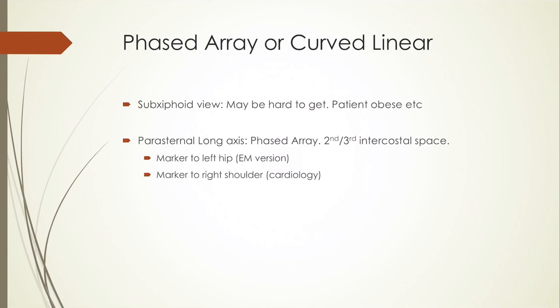You want to place it between the second or third intercostal space. If you're doing the emergency medicine version, the marker will be towards the patient's left hip while the marker on the screen is on the left side of the image. And it's just backwards if you follow cardiology rules: the marker will be to the right shoulder and the marker on the screen will be to the right hand side of the picture.